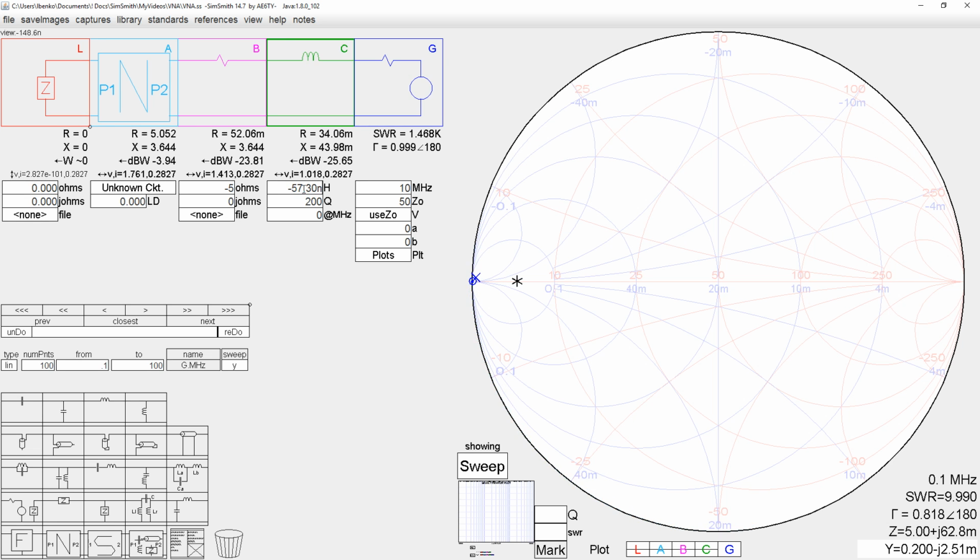We went past it. Okay, somewhere down in here is probably pretty close. That's 57 or 58 nanohenries. Now let's go back and look at the circuit with an open.